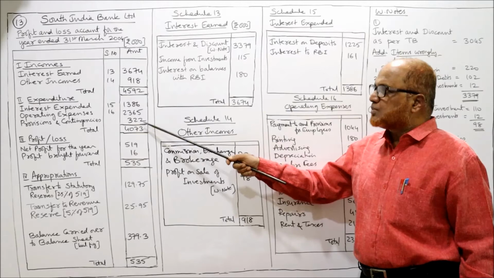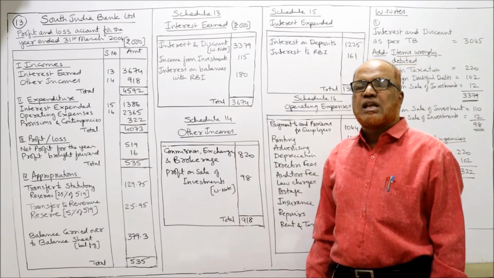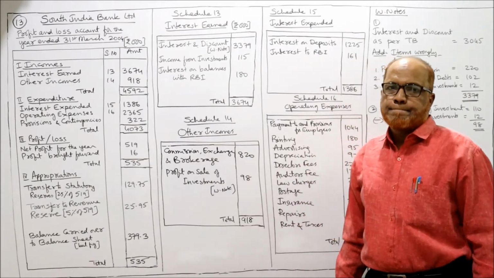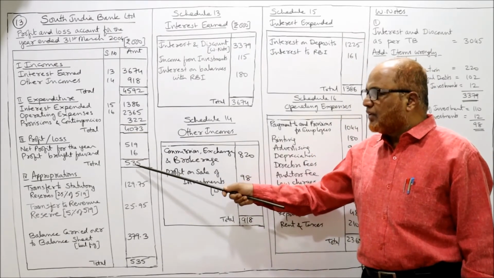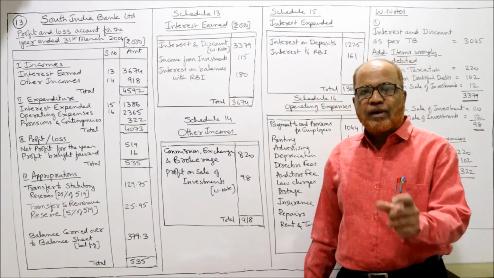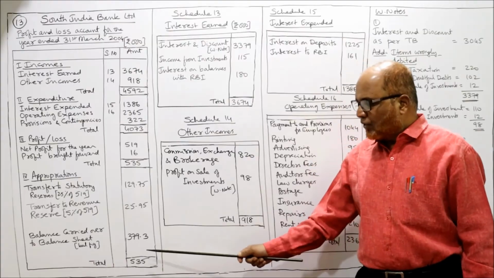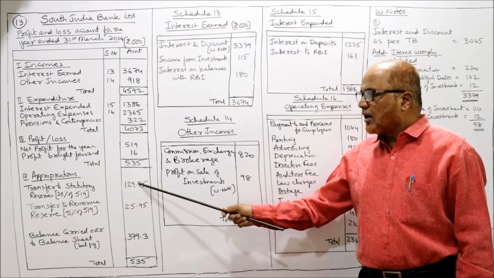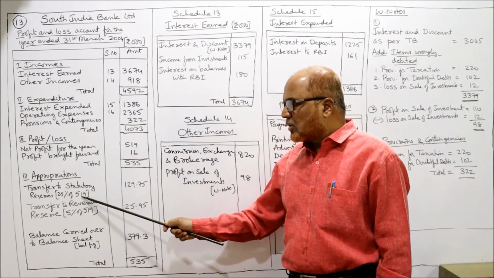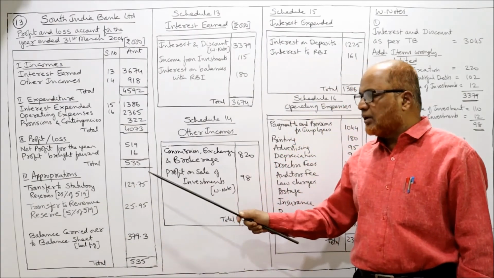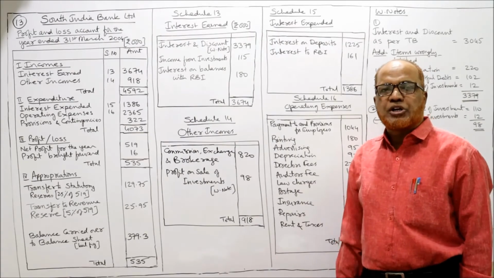So income minus expenditure, 4592 minus 4073, 519 is the net profit. Brought forward profit given in the problem 16. The total profit is 535. Now from this 535 we have to make the appropriations. So 535 total. Now current year's profit 515. 25% of 515 is 129.75. This is the amount transferred to statutory reserve.